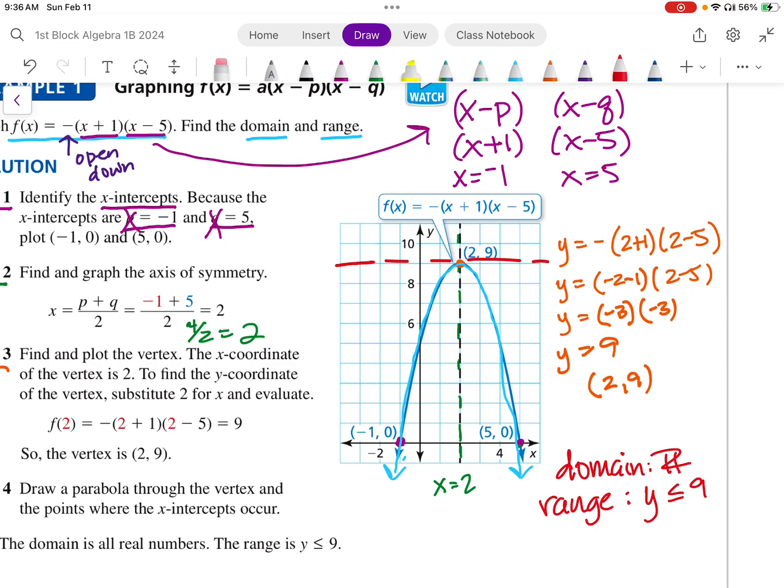Graphing from intercept form or factored form: find the x-intercepts. Note which way the graph opens, up or down. Find the axis of symmetry halfway between those x-intercepts. And find the vertex by substituting the axis of symmetry back in for x.